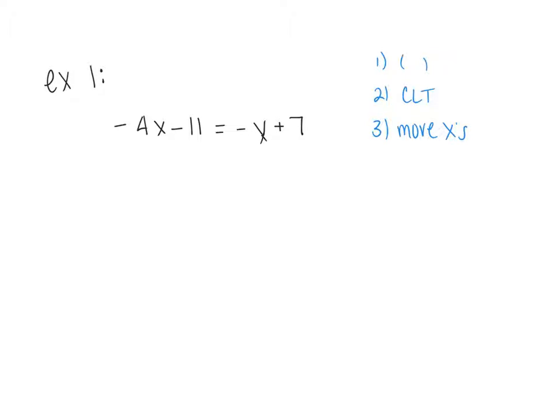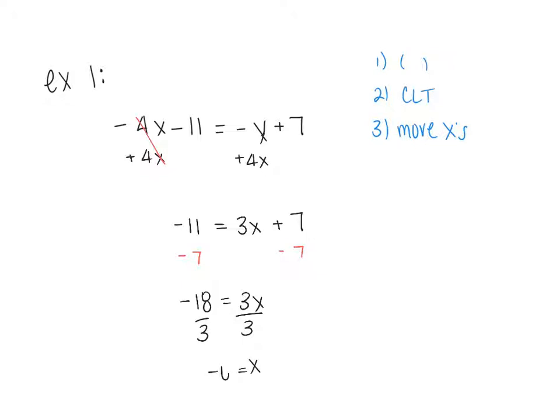So I'm going to add 4x because negative 4x is bigger. Those will cancel, and I'll be left with negative 11 equals negative x plus 4x is going to give me 3x. Carry down my 7. I'm going to then go to addition subtraction, so minus 7 from both sides. So I'll have negative 18 equals 3x. Divide by 3, divide by 3, and get x equals negative 6.